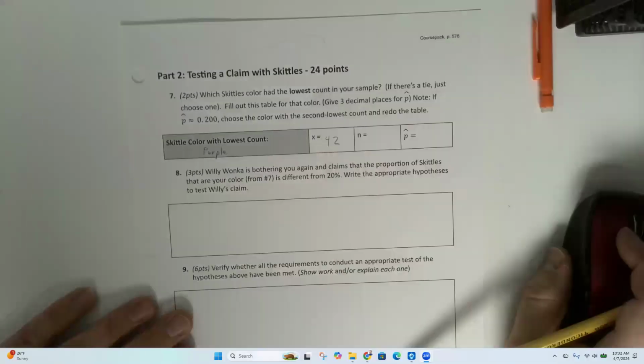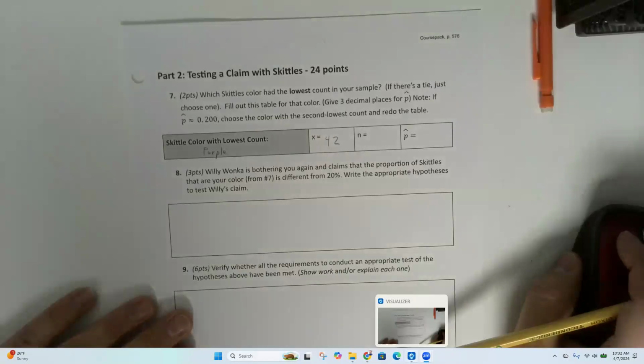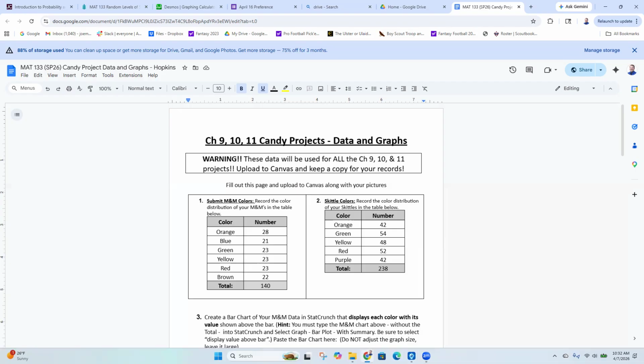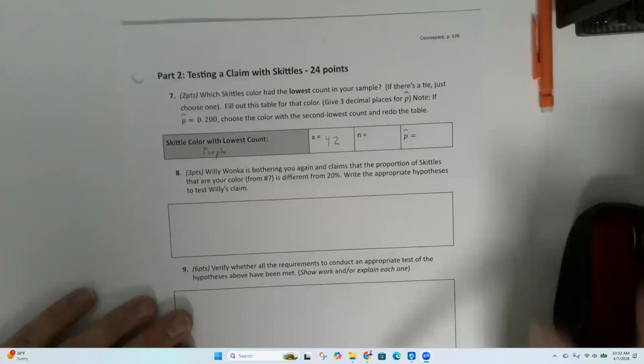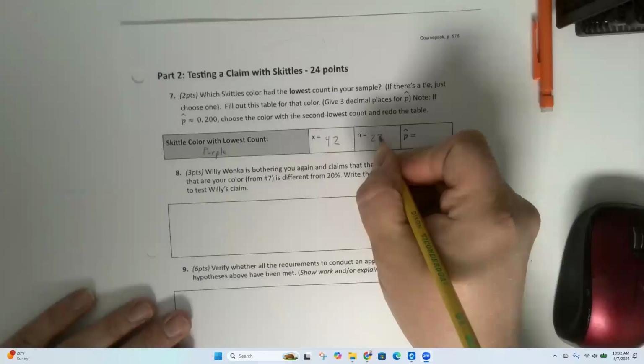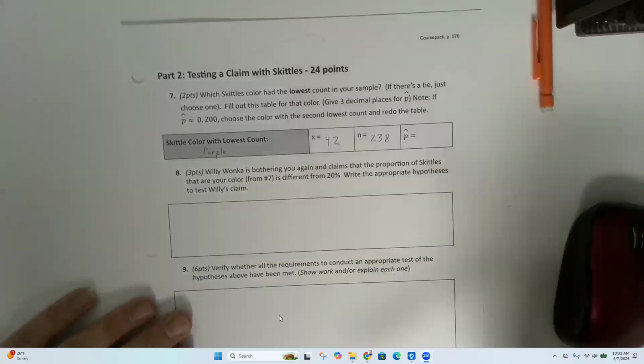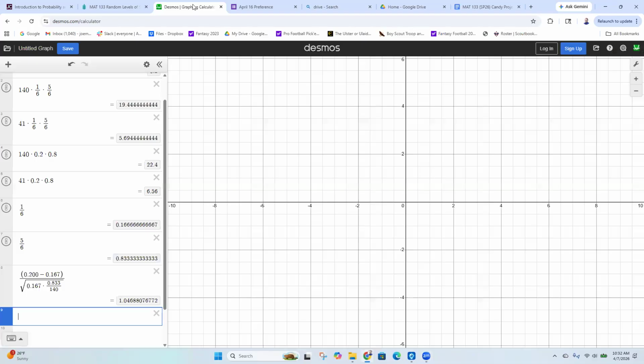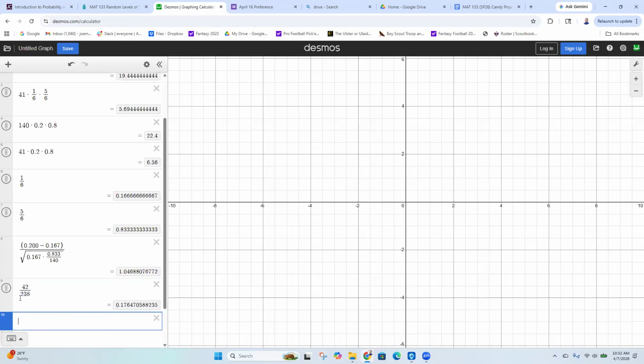All right. How many did I have? I had 42. Orange again. That's totally fine. No big deal if you get the same. My total is 238. And I need to know what p hat is. So x divided by n. Mine is 0.176.